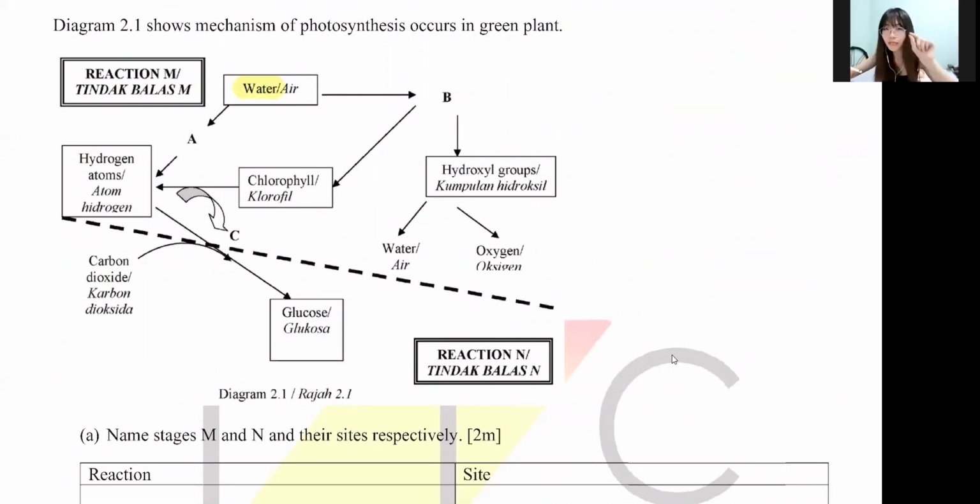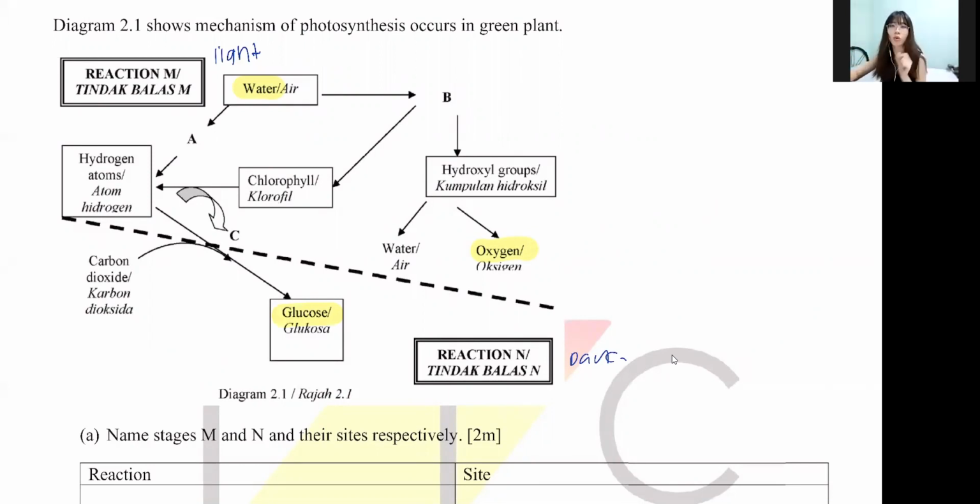Water, right? So it means that reaction M is a light reaction, because light reaction must come first. Reaction N must be the dark reaction. If you want to find the water, what can you find? You find the products, because light reaction produces what? Light reaction produces oxygen. Dark reaction produces glucose. So you can find the product. Either you find the water or you find the products, whichever way you feel is comfortable for you to find the answer.